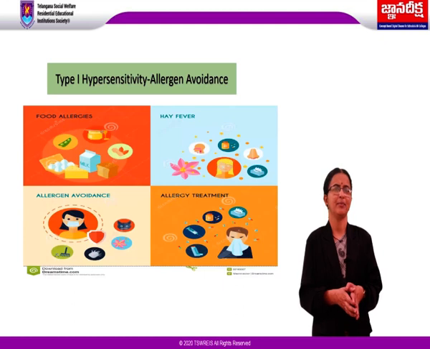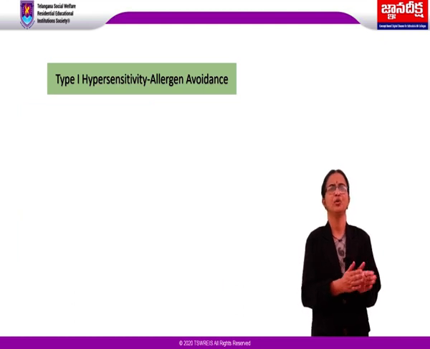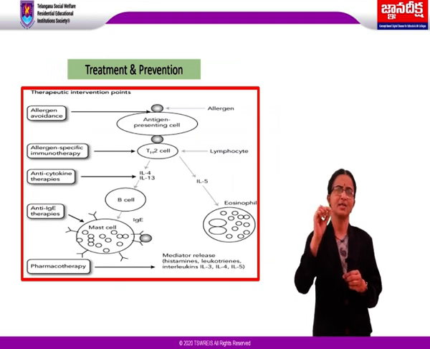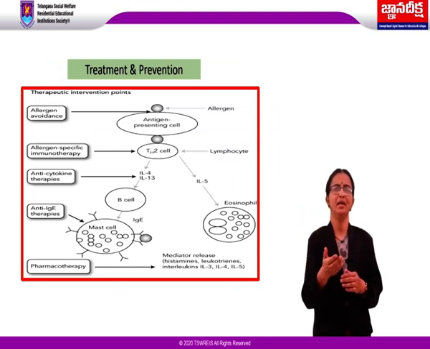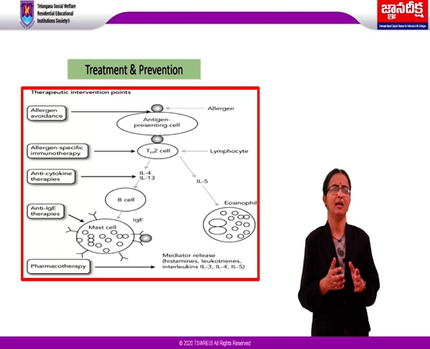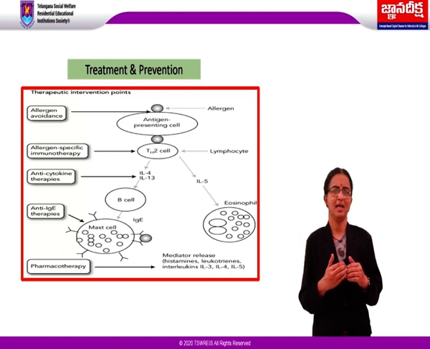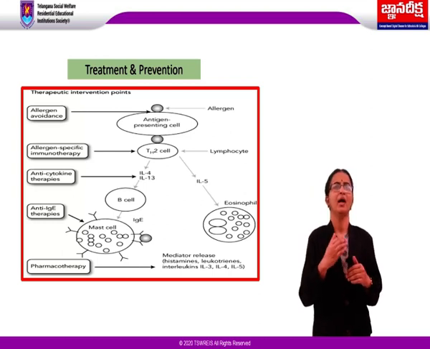Allergen immunotherapy. Allergen-specific immunotherapy involves administration of increasing doses of allergen to a patient to achieve clinical and immunological tolerance over time, up to 3 or more years. So the patient develops tolerance to the allergen.